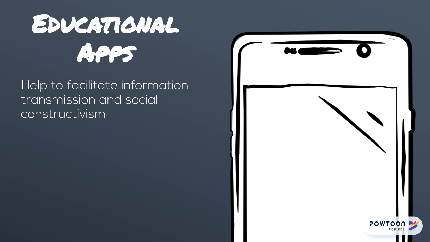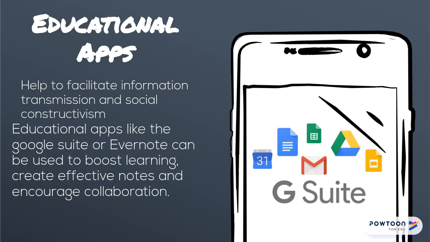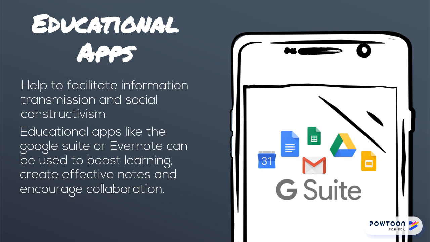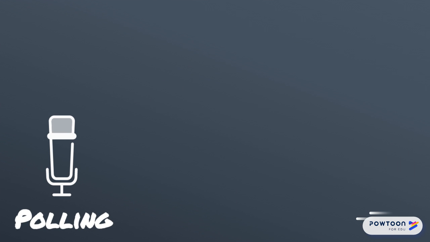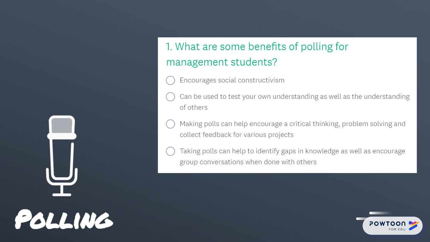There are also a number of educational apps out there that can facilitate information transmission and social constructivism. Educational apps like the Google Suite or Evernote can be used to boost learning, create effective notes, and encourage collaboration with others. Lastly, polling is an example of behaviorism and social constructivist approaches.